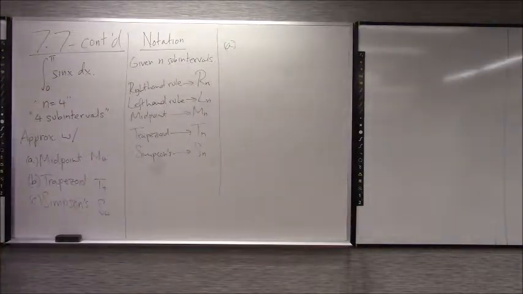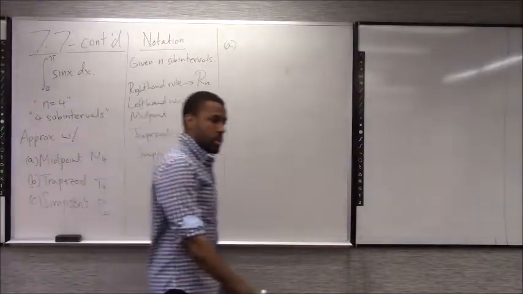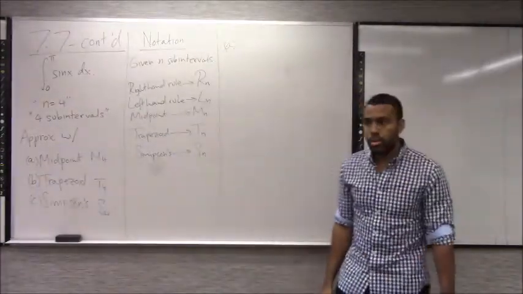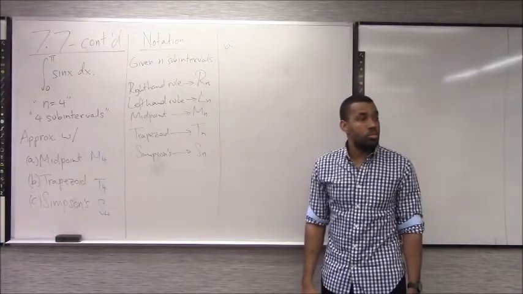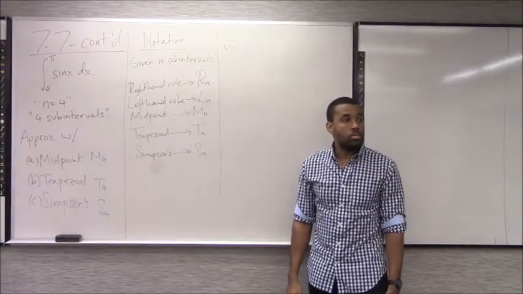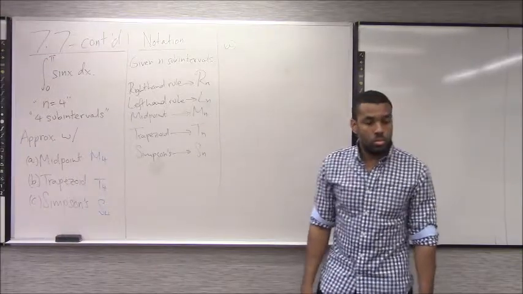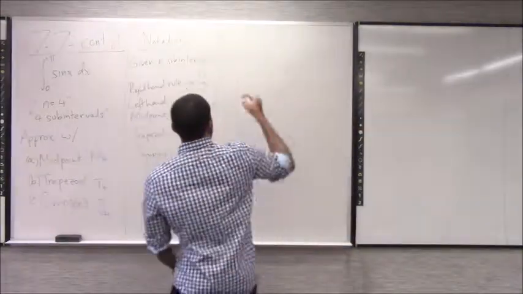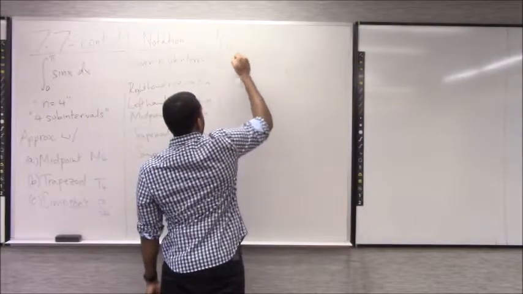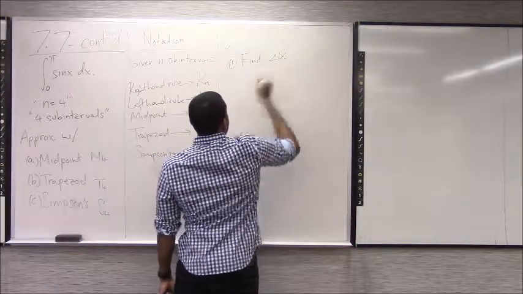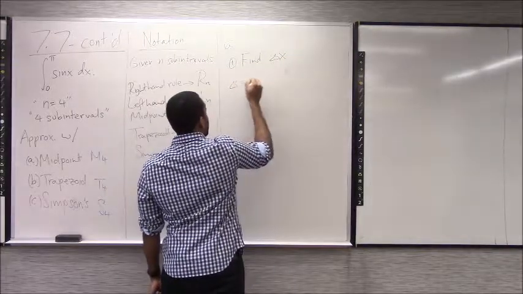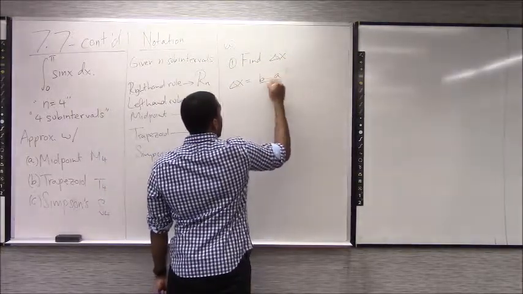You have the formula there for the midpoint. How do you actually apply it here? What was the first thing you did when you were setting these up? I would find delta x by dividing the interval by n. Sure. So step 1, find delta x. And we have a formula for that. Delta x is equal to b minus a over n.